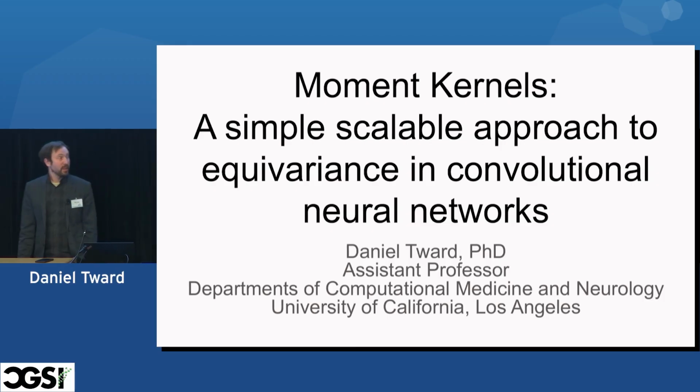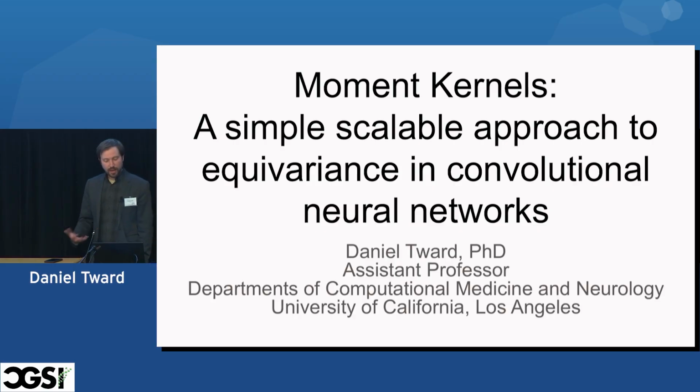I spoke a little bit earlier introducing myself, and I said I like to study brain images and I like to focus on geometry. And so here's an application that I wanted to talk about today that we've been working on over the past year of how we can use geometry in deep learning to try to improve the performance and the reliability of convolutional neural networks. So this talk is called Moment Kernels, a simple scalable approach to equivariance in convolutional neural networks. And I'm going to walk through what some of the terms in this title mean, so it's okay if you don't know all the terms yet.